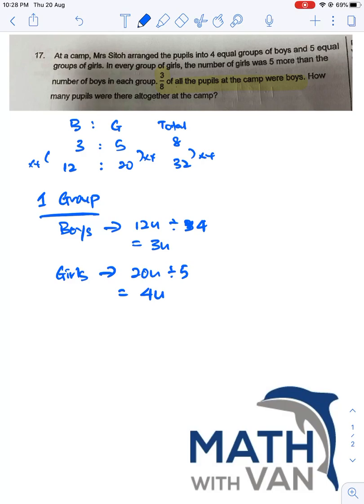Because we were told that the number of girls was 5 more than the number of boys in each group, going by the number of units, it is just 4 units minus 3 units, and that gives me the value of 5. So 1 unit equals 5. That's it. And how many units did we define the number of pupils as? As you can see, 32 units. So 32 units equals 32 times 5, and this is our answer. 160 pupils altogether.